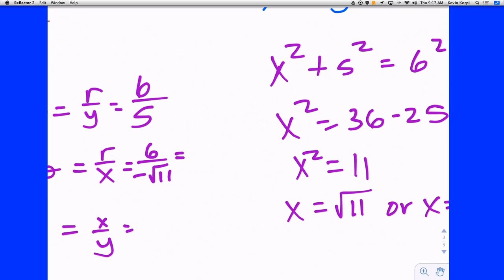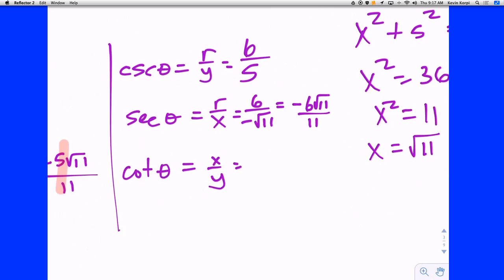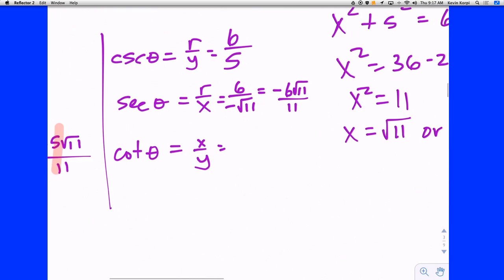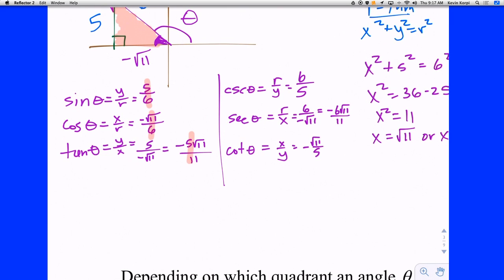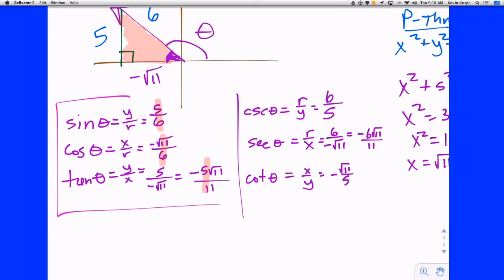But we don't want to leave our answer like that. We need to rationalize it, so it becomes what? Yeah, the square root of 11 goes in the top of the 6, and the bottom becomes an 11. Negative 6 square root of 11 over 11, essentially. And then finally, cotangent is x over y. That's negative square root of 11 over 5. And if you compare it, that is the reciprocal of the unrationalized tangent ratio that we got. So there you go. There are all 6 of the trig functions for that mysterious unknown angle theta.